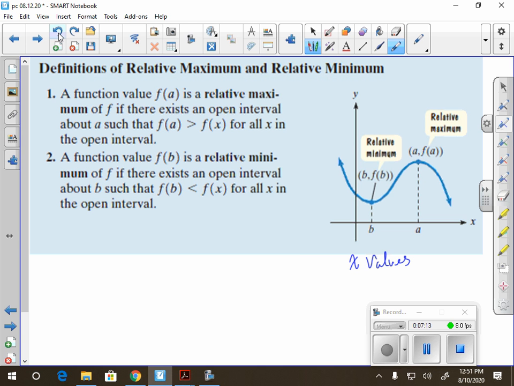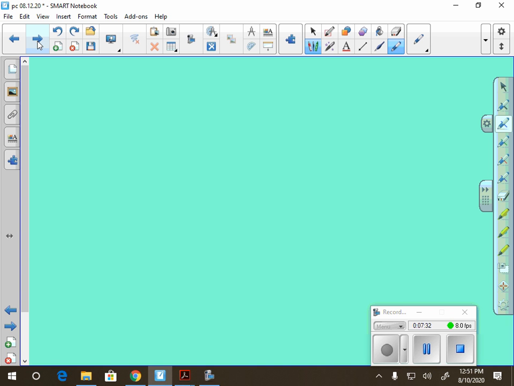Let's try and write that so you can read it. Where, it's the x values. When they ask what the minimum or maximum is, that would be a y value. That's how high or how low these are. And that's important. Those are easily confused.